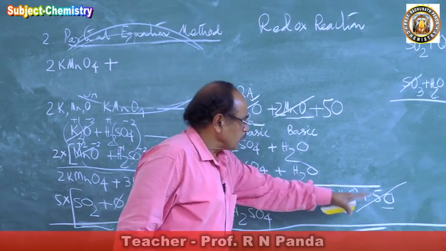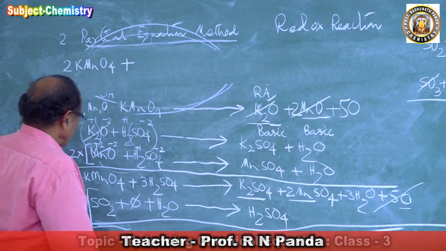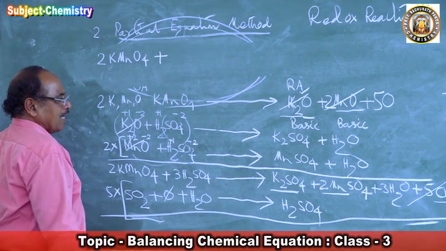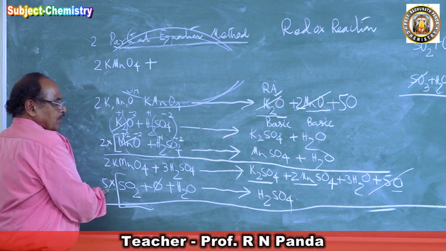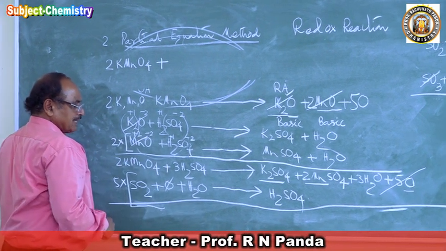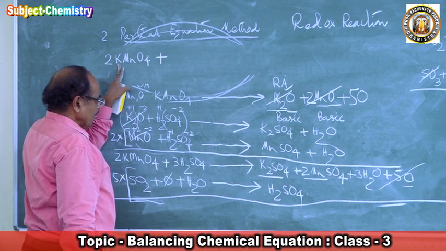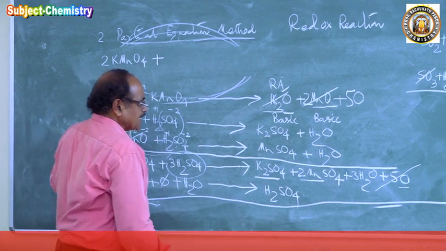Now O will react with whom? With SO2. So SO2 plus O plus water will give us sulfuric acid. How many O are there? 5. So we multiply this by 5. So we'll now cancel the equals. So O and O cancel. So 2 KMnO4 remain.